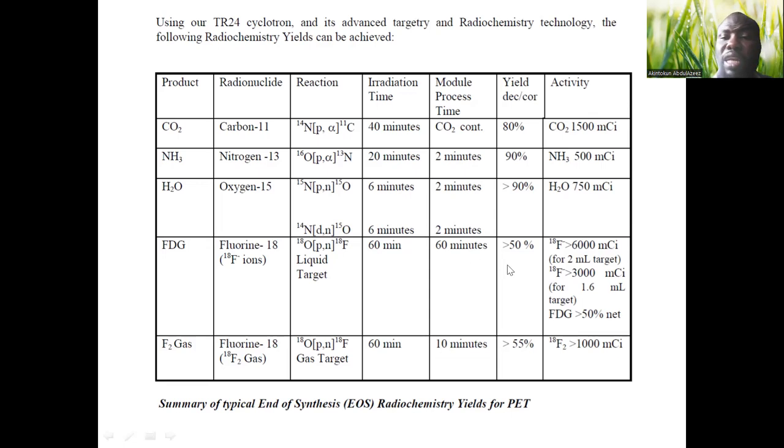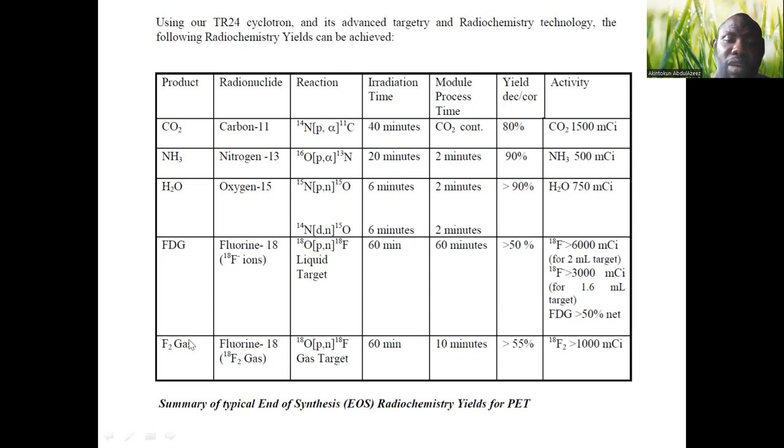So normally we get like fluorine of 6,000 millicurie from 2 mL of target, and for 1.6 mL of target, we get 3,000 millicurie. This tells you that the target material matters. Now, the volume of the target, the more the target material, the better the yield. And the FDG that we get is less than 50%. I mean, for this, we get like 3 curie, and for this, we get like 1.5 curie after the processing.